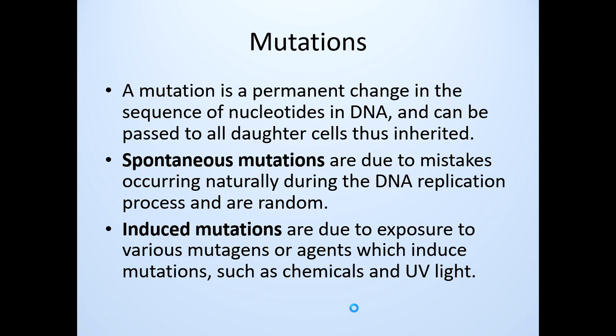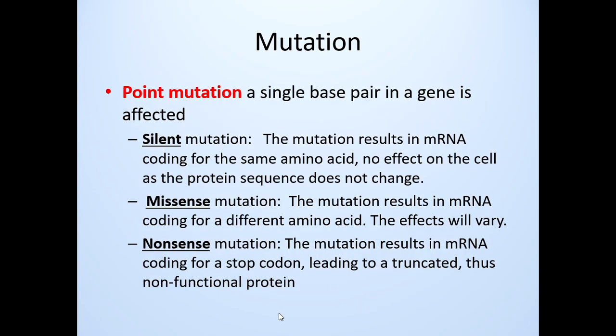Mutations, again, are permanent and they will be passed along to the daughter cells and can be detrimental to the cell. So let's look at different types of mutations. In our first type of mutation, only a single base pair is affected, and those are referred to as point mutations. There are three types of point mutations. The first is a silent mutation.